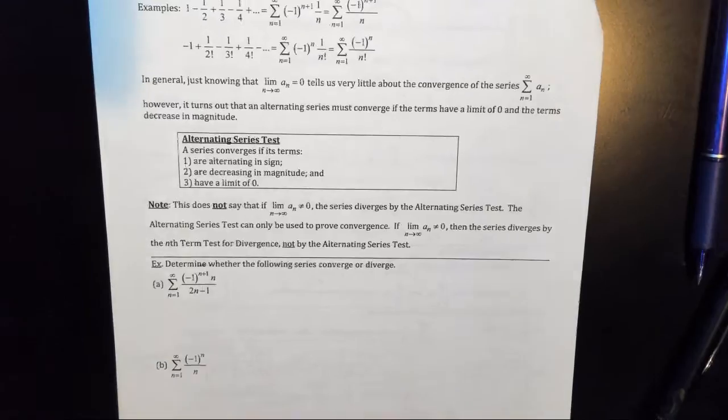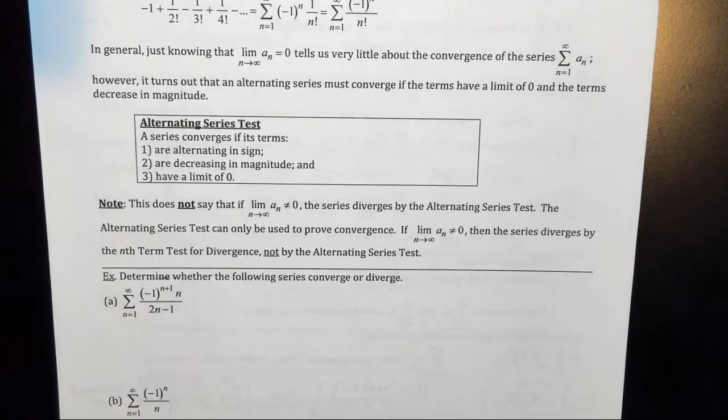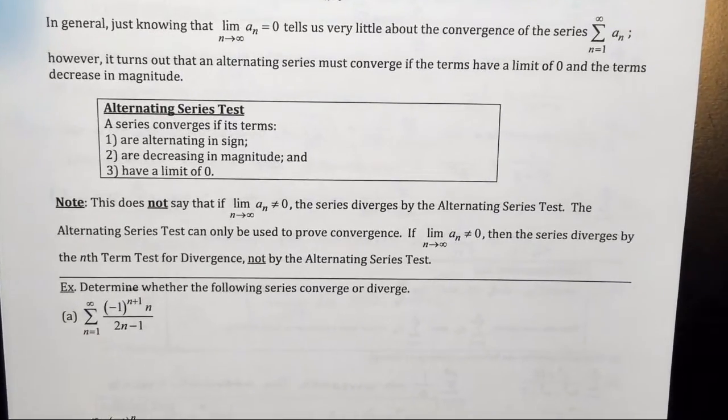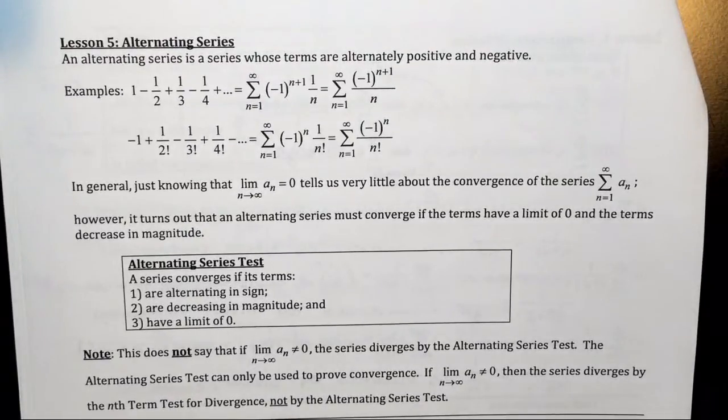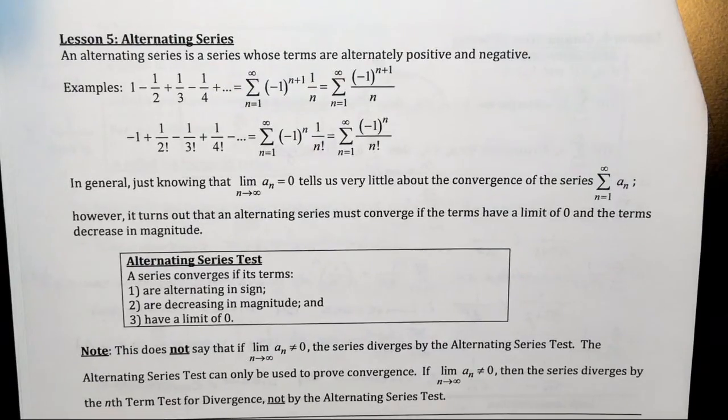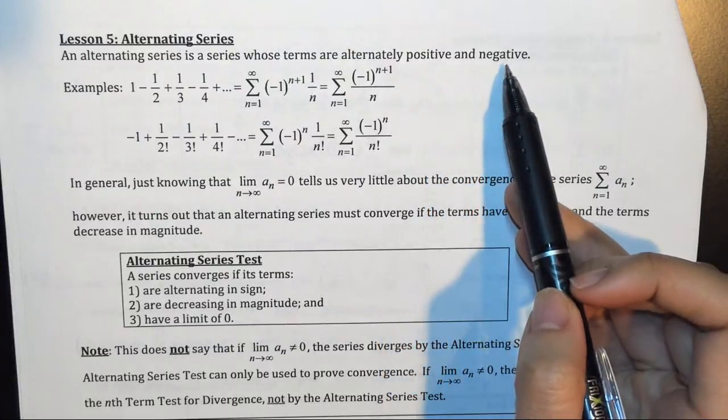Hey guys, another video of sequences and series. Today we're going to do alternating series and ratio and root tests. The first test, alternating series test, is a series whose terms are alternating positive and negative.